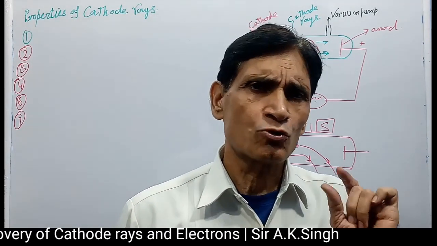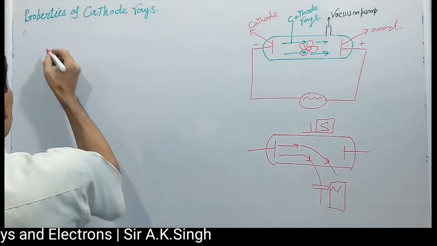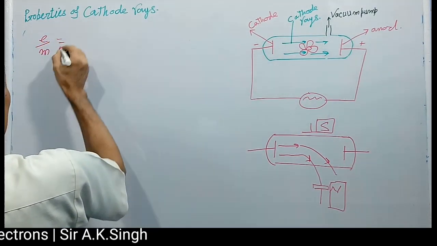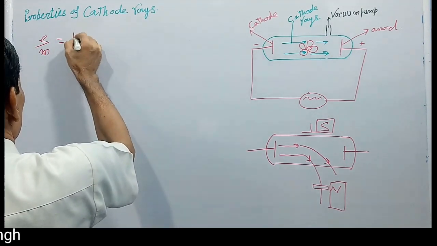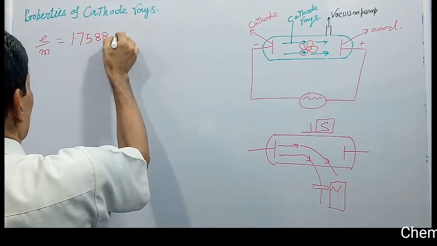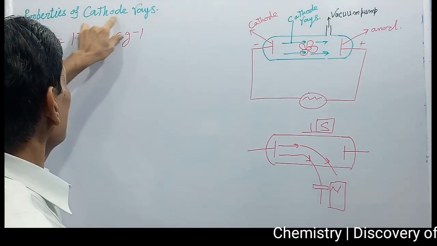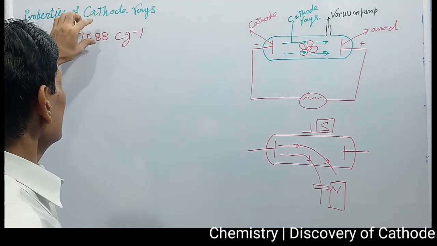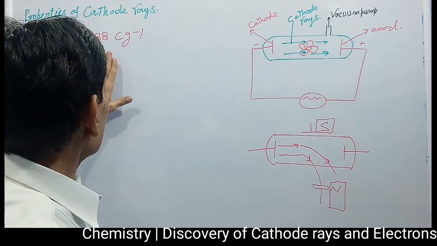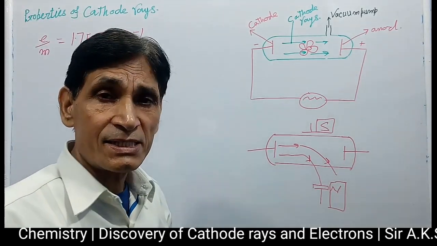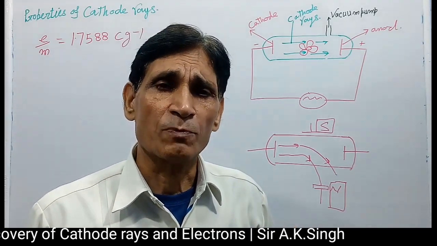Next point, charge to mass ratio of cathode rays, e by m ratio. The charge to mass ratio of cathode rays was determined by Sir J.J. Thomson in 1897, 1.7588 coulomb per gram. This value of the constituent particle of cathode rays remains constant. It does not depend on the nature of the gas and the material of the glass tube. It proves that electrons are a universal component, essential constituent particles of all matter, of all atoms. These are the properties of cathode rays.